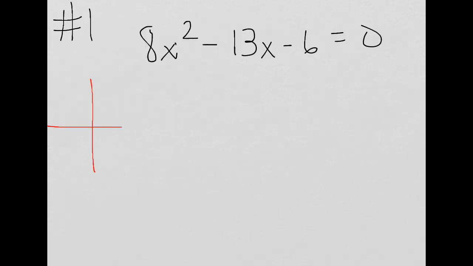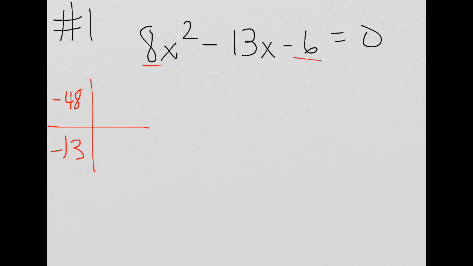So I'm going to make the T-chart. A times C is 8 times negative 6, which is negative 48. B is negative 13, and it goes there. Now you need factors of 48 that multiply to give you negative 48 and add to give you negative 13. 6 and 8 is 14.